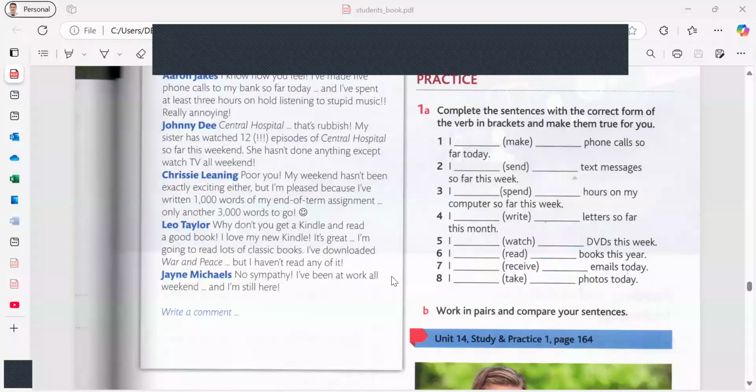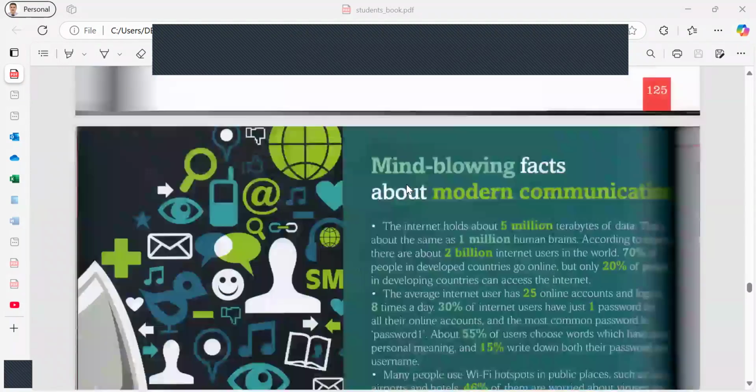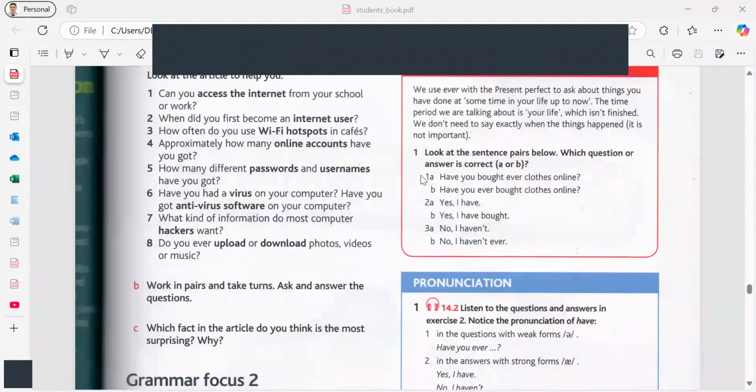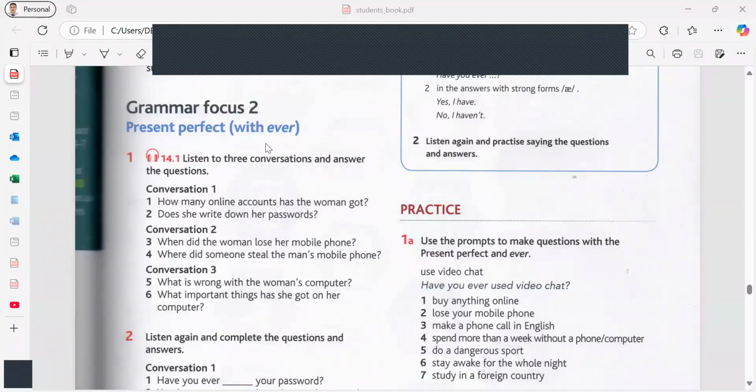Last lesson, you took grammar focus too. Grammar focus, vocabulary and reading. Present perfect. Yes, present perfect with ever. Structuring questions, right?